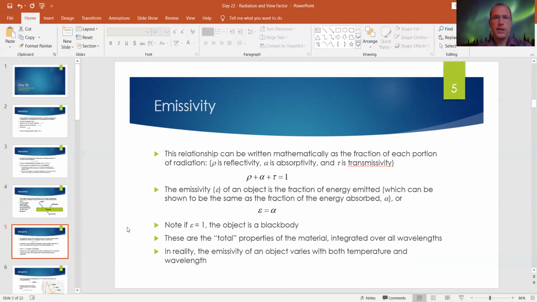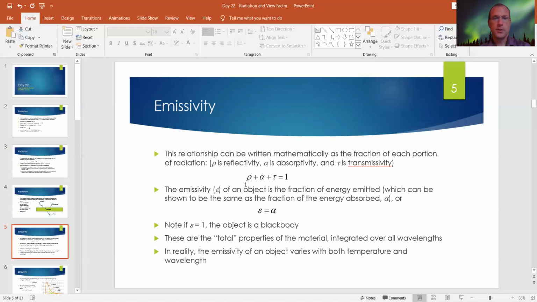So generally what we have is this combination of reflectivity rho, absorptivity alpha, transmissivity tau. Those all add up to 1 because basically all the energy has to go somewhere. Some of it gets reflected, some of it gets absorbed, some of it gets transmitted, and that's all my energy, so that all adds up to 1. And so all these things, rho, alpha, tau, are generally some number between 0 and 1.